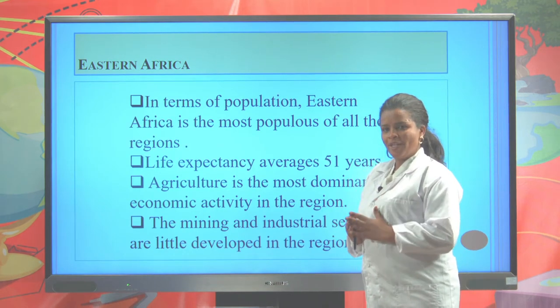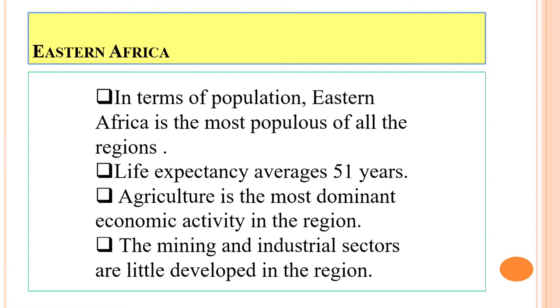In terms of population, East Africa is the largest. Fertility in Eastern Africa is very high. Mortality is also very high, but fertility is greater than mortality. The life expectancy of East Africa is 51 years. That means the mortality rate of East Africa is also very high.